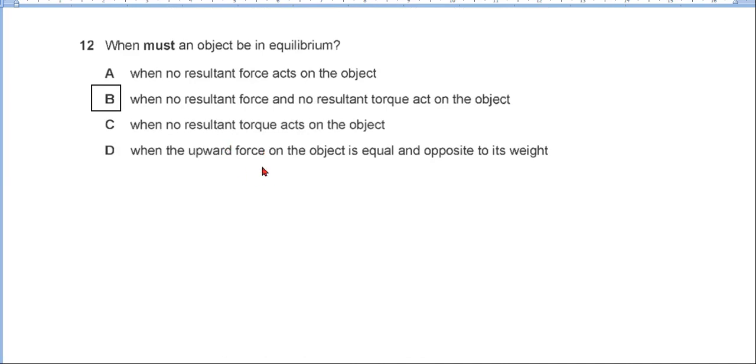When must an object be in equilibrium? When no resultant force and no resultant torque act on the object. This is the choice.